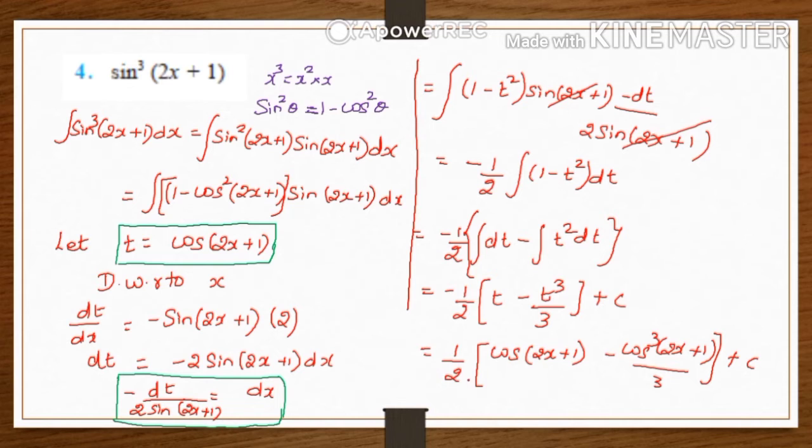The next thing is multiplying minus 1 by 2 inside the term. So what happens? Minus cos (2x plus 1) divided by 2, minus into minus gives us plus cos cube (2x plus 1) divided by 6, 2 3s are 6, plus c. This is the answer.